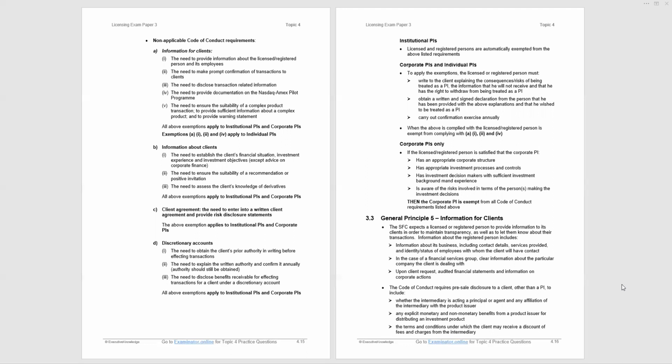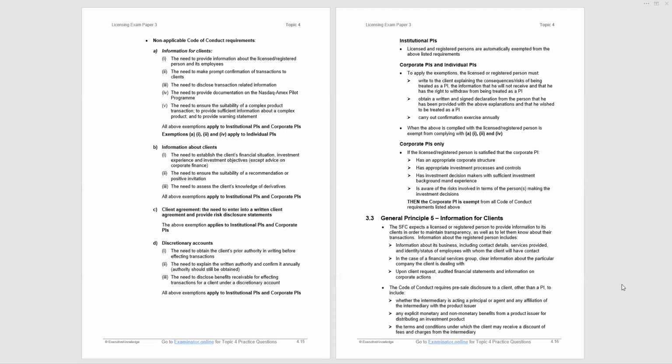Information about clients, the need to establish the client's financial situation, etc., the 3 points that are listed. Those exemptions apply to institutional and corporate PIs, not individual. C, the client agreement, the need to enter into a client agreement and provide risk disclosure statements. You don't have to do that for institutional professional investors and corporates. You do for individuals, but there are extra requirements there.